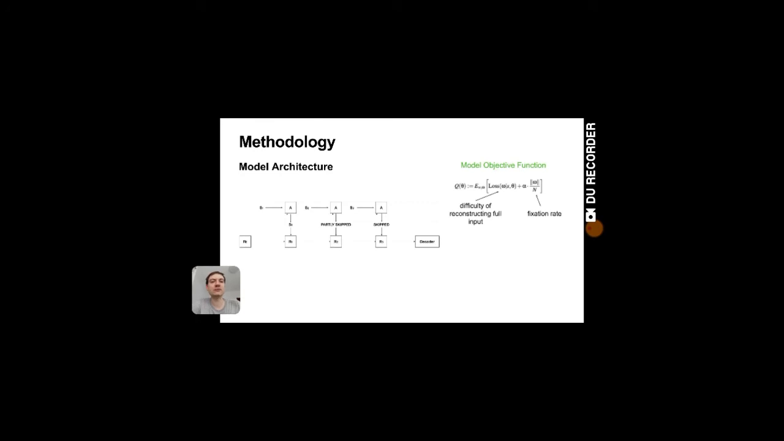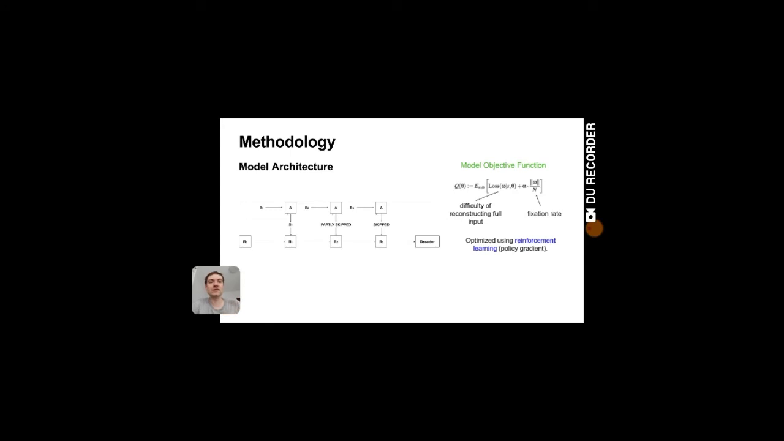The model is trained for a rational objective function that trades off the difficulty of reconstructing the full input. So the model is incentivized to read well and recognize the words correctly, while minimizing the fixation rate, asking the model to read efficiently and fast. The two are traded off by a parameter alpha that can be adjusted to, in some sense, change the trade-off of reading well and reading fast.